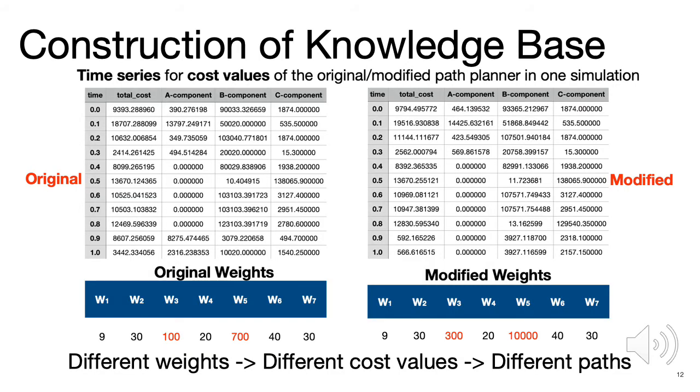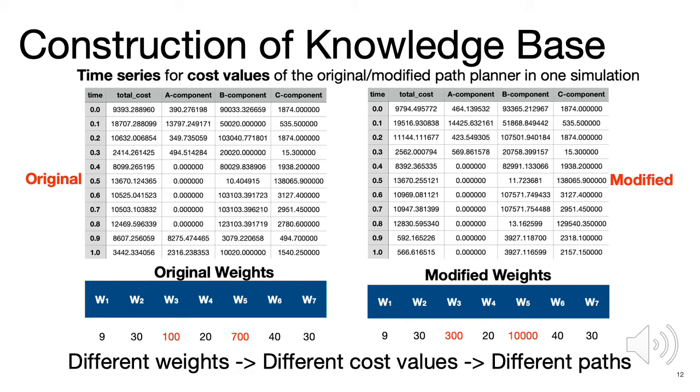In order to understand that, we take all the information from the original and the modified path planner. Firstly, the cost values. But what are cost values? Let's recall from previous slides that the path planner uses a cost function to give a cost to each possible path, and it uses weights to balance between many aspects. So at runtime, we can collect the cost of the selected paths, that is, the cost values.